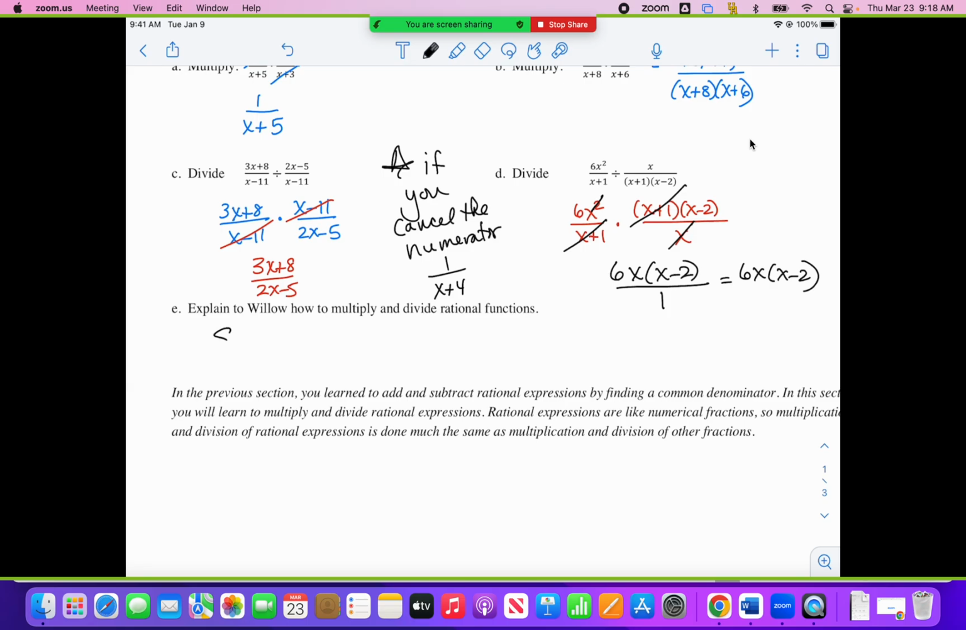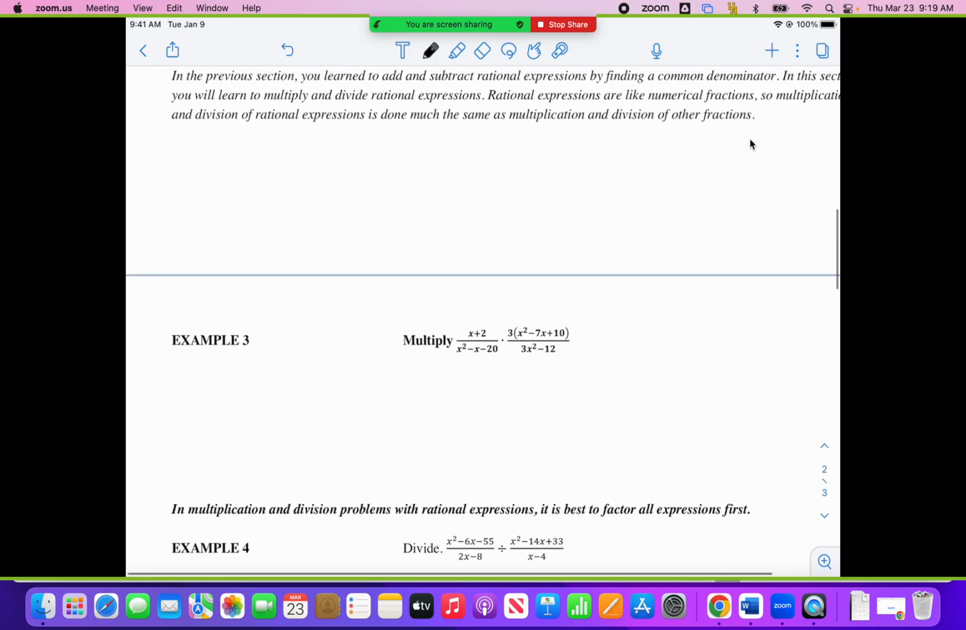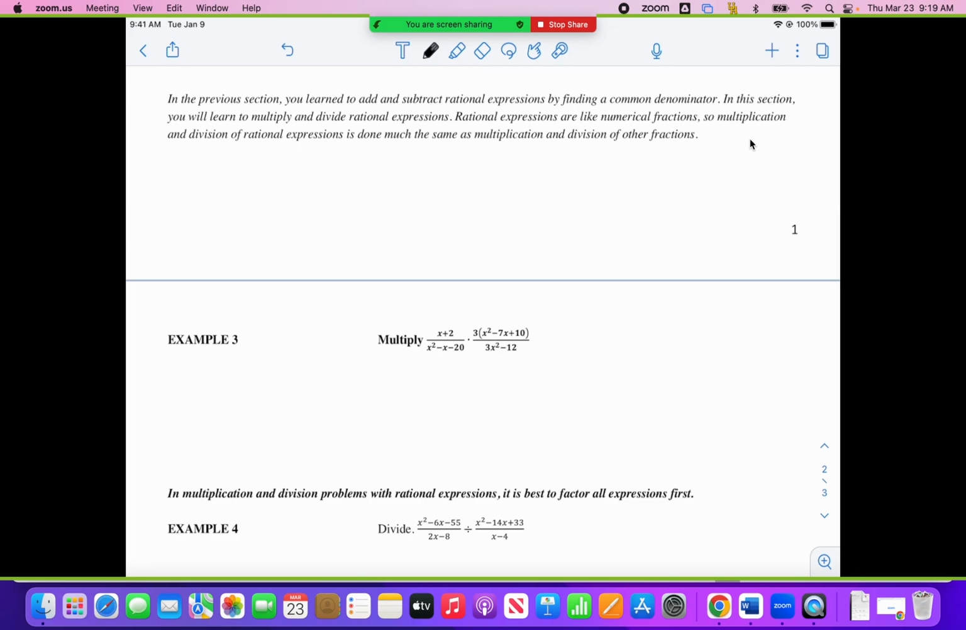All right, how do you do this? It's the same as above. We're not going to rewrite it. In the previous section, you learned to add and subtract rational expressions by finding a common denominator. In this section, you will learn to multiply and divide rational expressions. Rational expressions are like numerical fractions, like in number 1 above. So you're going to do it the same way. So watch this. Here's your steps.